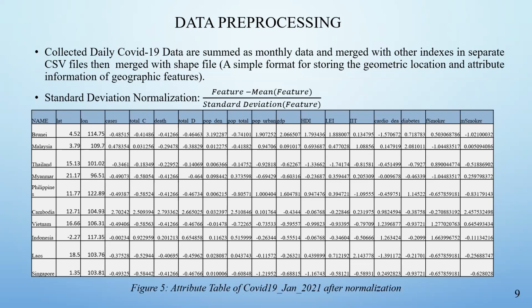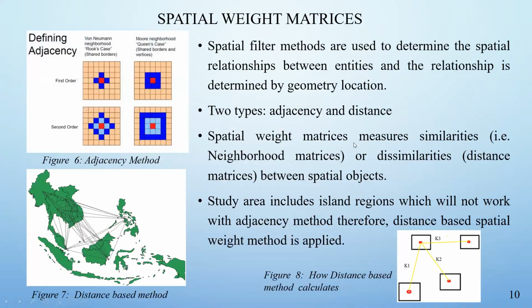Standard deviation normalization is the feature minus the mean of that feature, divided by the standard deviation of the feature. So this is the attribute table of my COVID-19 January 2021 situation after the data normalization. And once I had finished the data normalization, I computed the spatial weight matrix, because we are doing spatial analysis, right? So we cannot put weight wherever we want. We need to compute the weight by using the adjacency or the distance-based method.